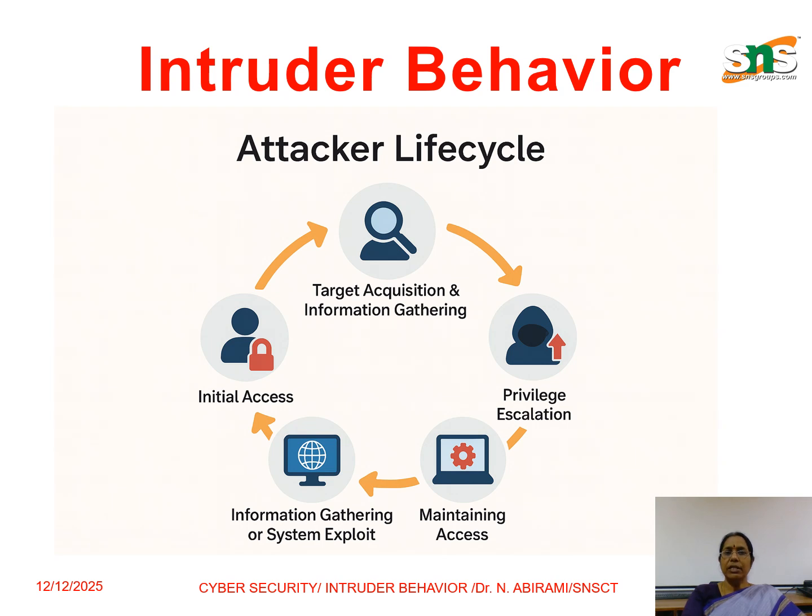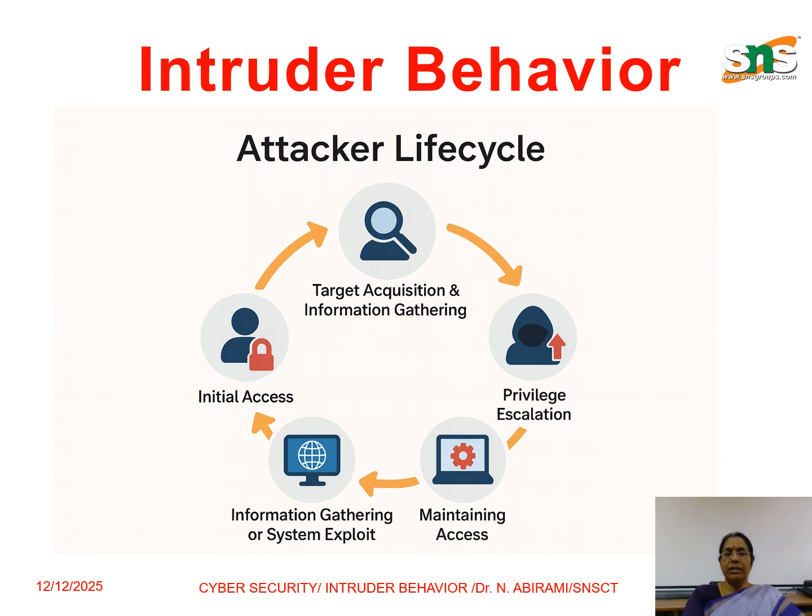With this knowledge, they move to the initial access, breaking into the system through phishing, malware, weak passwords, or software flaws. Once inside, the attacker performs privilege escalation to gain higher-level permission, allowing deeper system control. They then conduct information gathering or system exploit, exploring internal resources, identifying sensitive data, exploiting additional weaknesses, and moving laterally across the network.